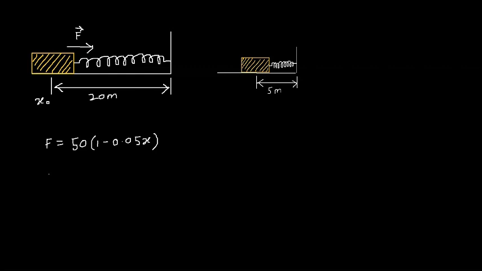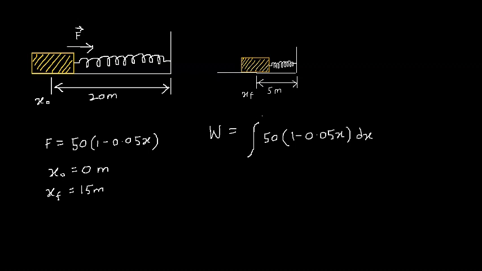At the initial position, our x is equal to 0 meters, and at the final position, our displacement from its starting point is going to be equal to 15 meters. We know that the work done by a varying force is equal to the integral of the force over its displacement from its initial displacement to its final displacement. And so the work done by our spring is going to be equal to the integral of 50 into (1 minus 0.05x) from a displacement of 0 meters to a displacement of 15 meters.